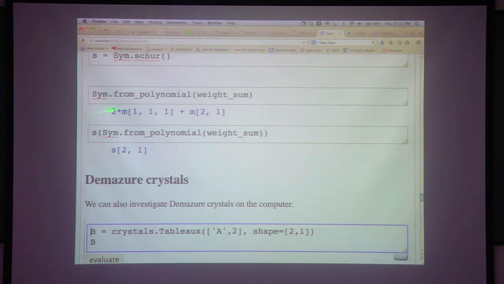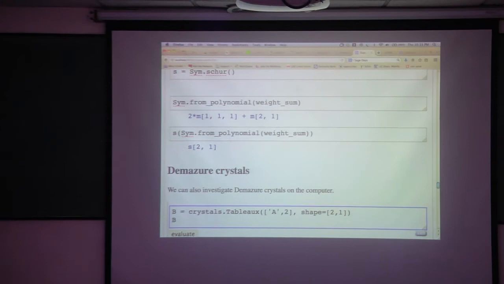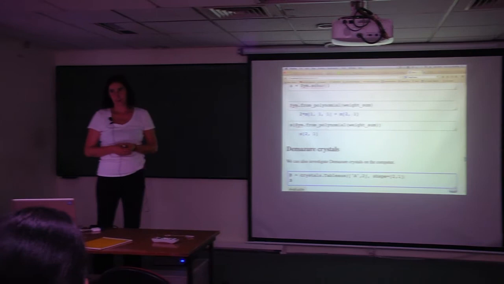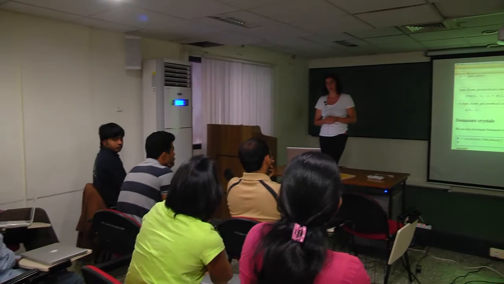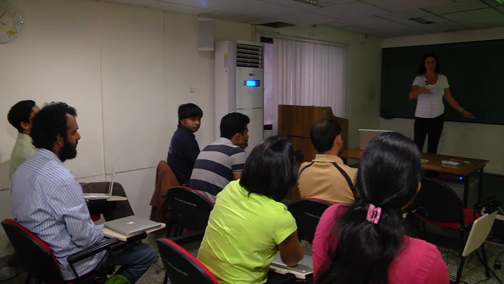I'm confused about what S is. S is not a particular Schur function. No, S is like the basis of Schur functions. And so S of a partition, any symmetric function, would convert it into the Schur basis. Into the Schur basis, yes. It's not a particular one, it's kind of just the basis. Yes.